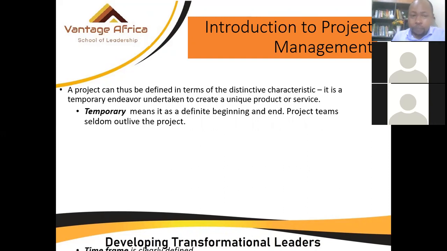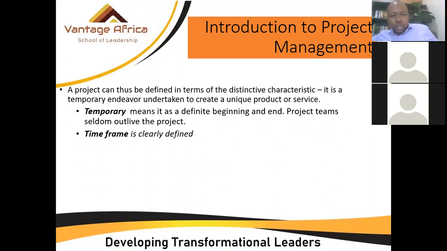So that's number one. Number two, the time frame is clearly defined. So we do not say a project is starting from 2022 to 2027. You must say it is starting on 1st January 2022 to 31st December 2027.